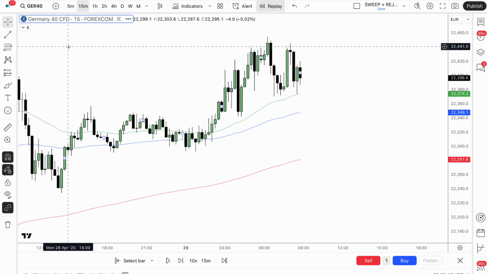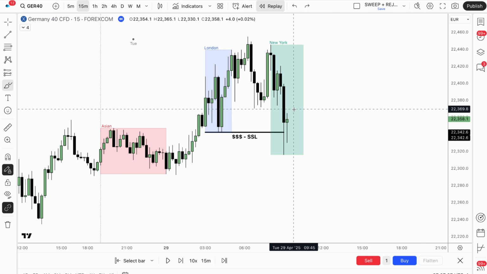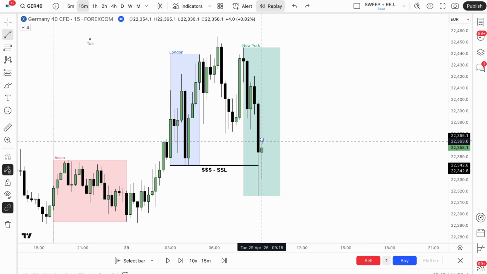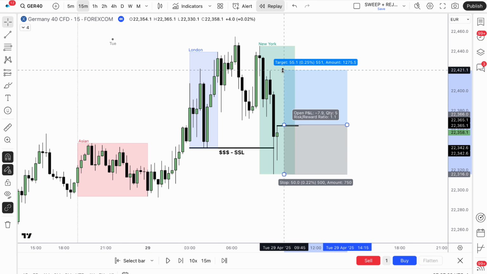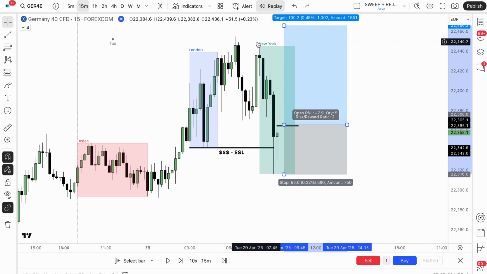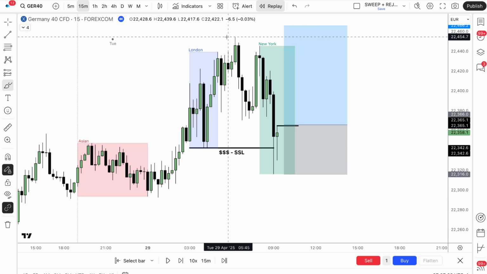Now we need to see a 15-minute bullish displacement to the upside. All that simply means is a 15-minute bullish confirmation. We can enter on the break of this 15-minute bullish candle high. Validation goes just below the liquidity sweep. Then we're looking at targeting a mechanical 1 to 2 risk to reward. And in this example, we're targeting buy side liquidity and the draw on liquidity.